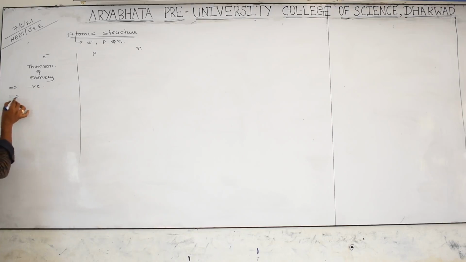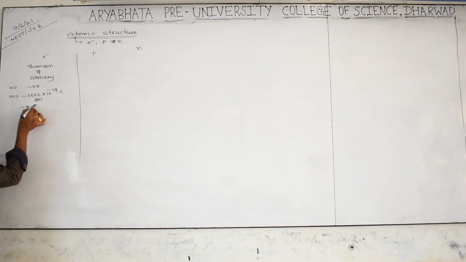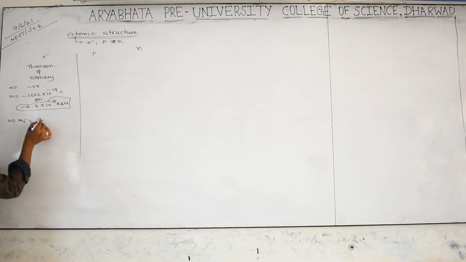What is the charge of the electron? Minus 1.602 into 10 to the power of minus 19 coulombs, or minus 4.8 into 10 to the power of minus 10 ESU. This value is helpful while finding dipole moment or percentage of ionic character. And what are the other values? The mass of the electron is 9.1 into 10 to the power of minus 31 kg.